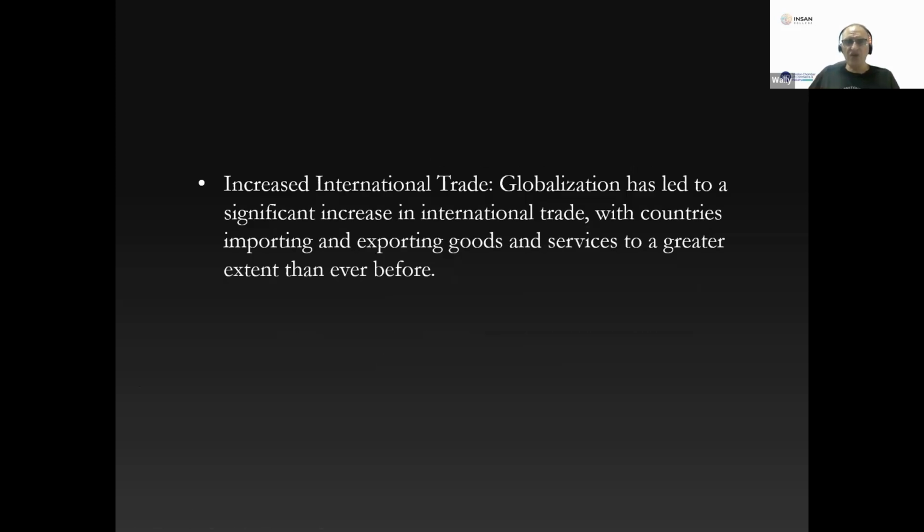So globalization has certain benefits. Globalization will mean increased international trade. That means that by stepping overseas, your company can actually attract more customers, do more business, provide more goods and services to a greater number of customers.